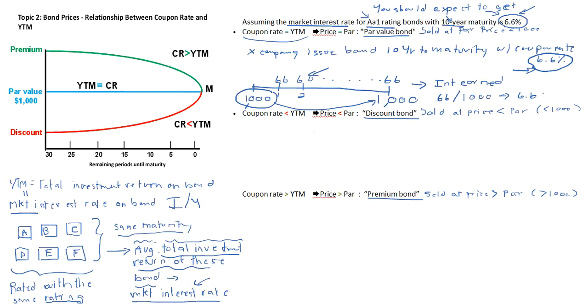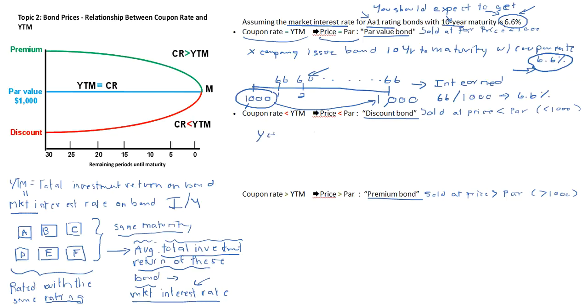That is 6.6. So this situation is to say that when coupon rate and yield to maturity or market interest rate are the same rate, then the price of bond will be same as the par, and we call this bond as par value bond.